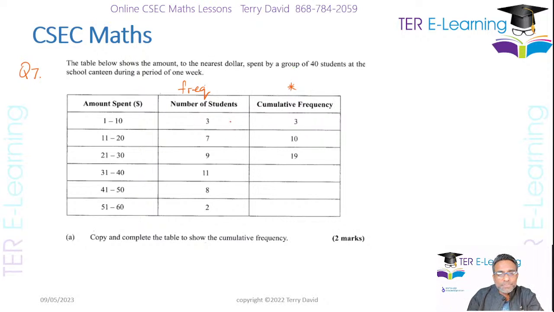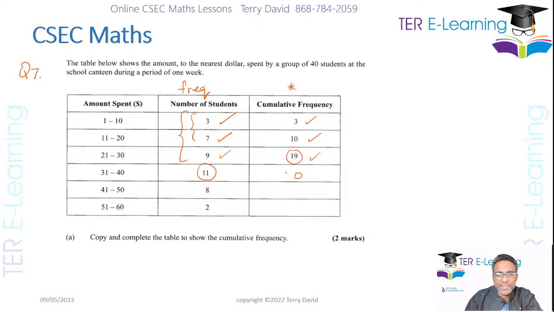So up to this point, our total cumulative frequency is 3. When you reach this interval here, you have to add 7 plus 3, that's how you get 10. When you reach here, you add 7 plus 3 plus 9, that's how they got 19. So every time you add a new row, all you need to do is take this number and add the new frequency. In this case, it's going to be 19 plus 11.